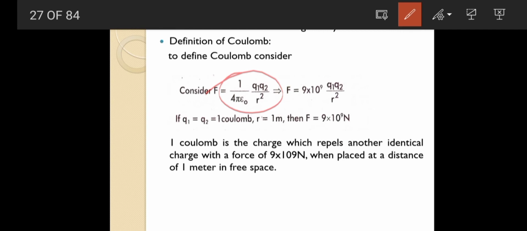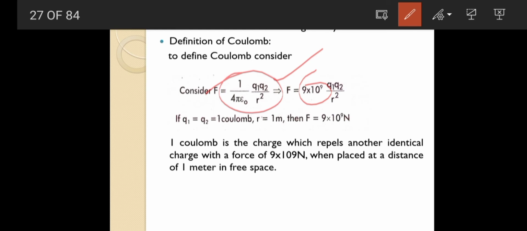This equation we got from Coulomb's law in the previous slide: F equal to 1 by 4 pi epsilon naught into Q1 into Q2 by R square. That equation can be rewritten as F equal to 9 into 10 to the power 9 into Q1 into Q2 by R square. So 1 by 4 pi epsilon naught can be replaced by the value 9 into 10 to the power 9.